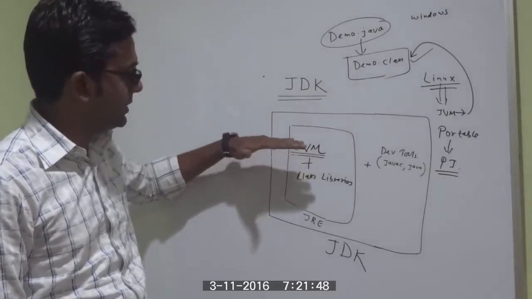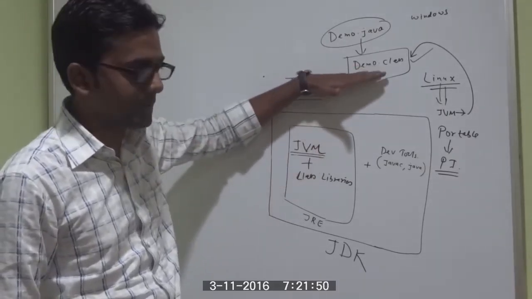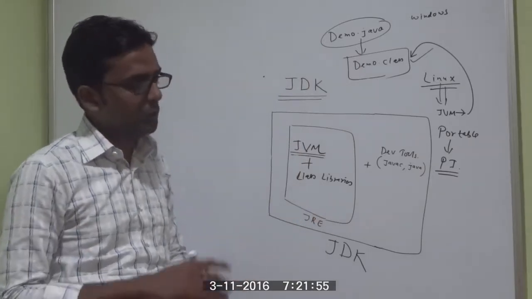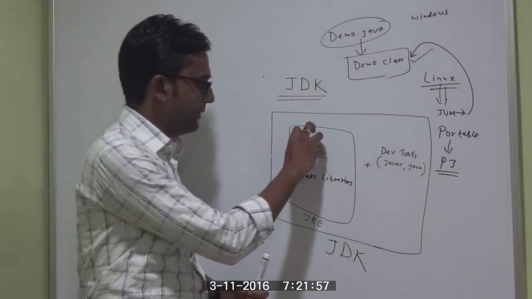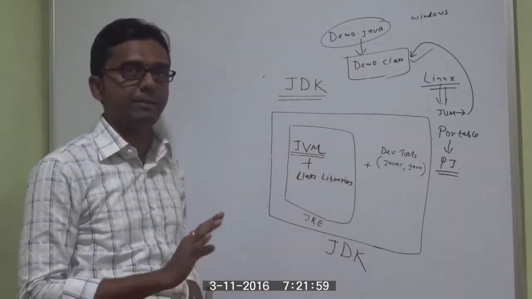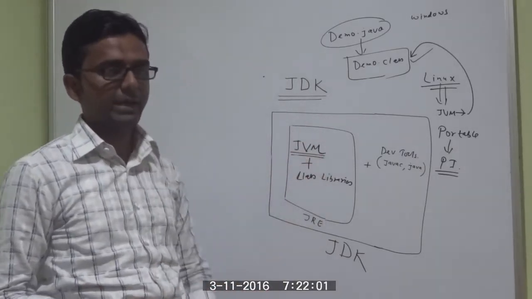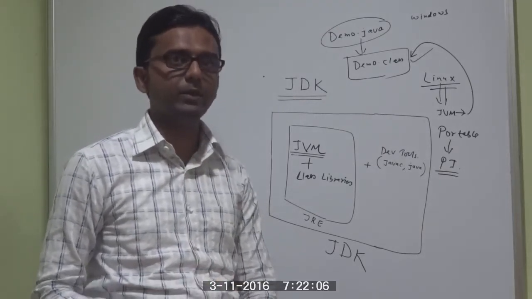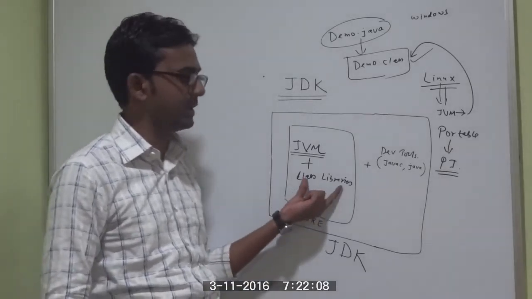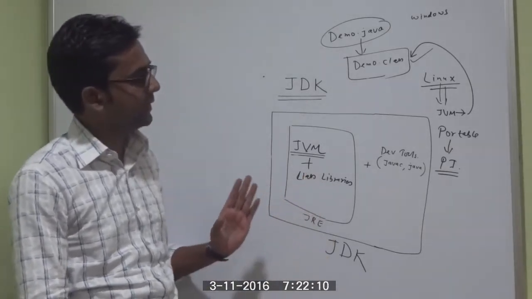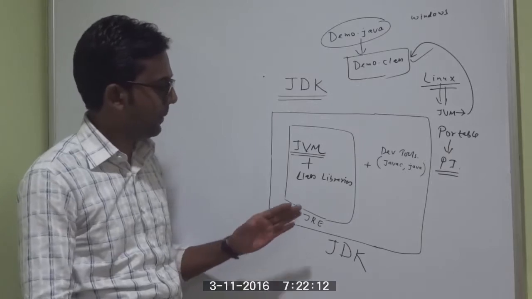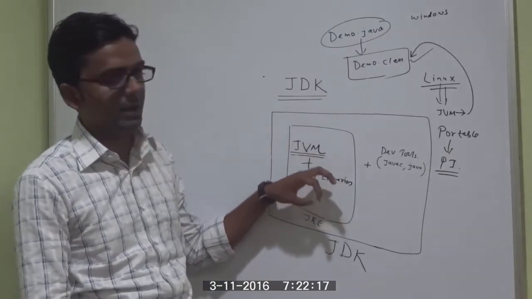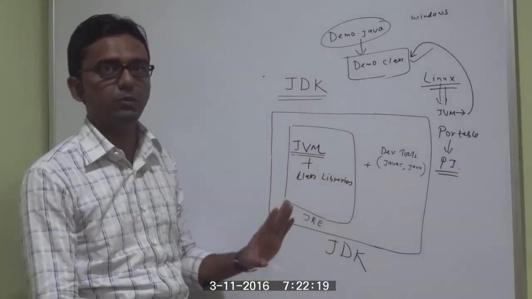Now JVM reads this .class file and converts it into machine specific code. To run this .class file, JVM uses some predefined class libraries, like the packages which we use, the math class, the util package. All those packages are provided by these class libraries. That's why whenever you execute any Java program, at the time of execution the JVM will use those predefined class libraries and it will produce the output.